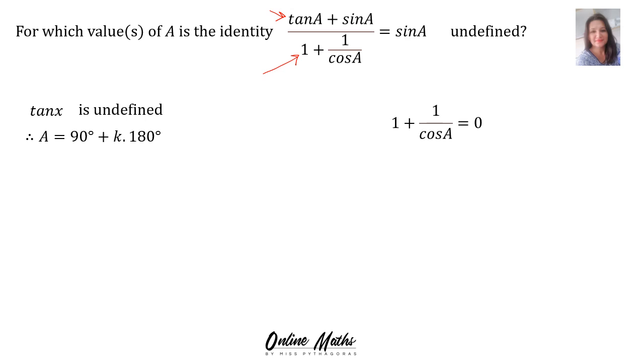So 1 plus 1 over cos a is equal to 0. You let the 1 walk across and it becomes negative 1. And then 1 over cos a, you can swap both around and you end with a little equation. Cos a is equal to negative 1. And then where a is equal to 180 degrees plus k times 360 degrees, this identity will be undefined.